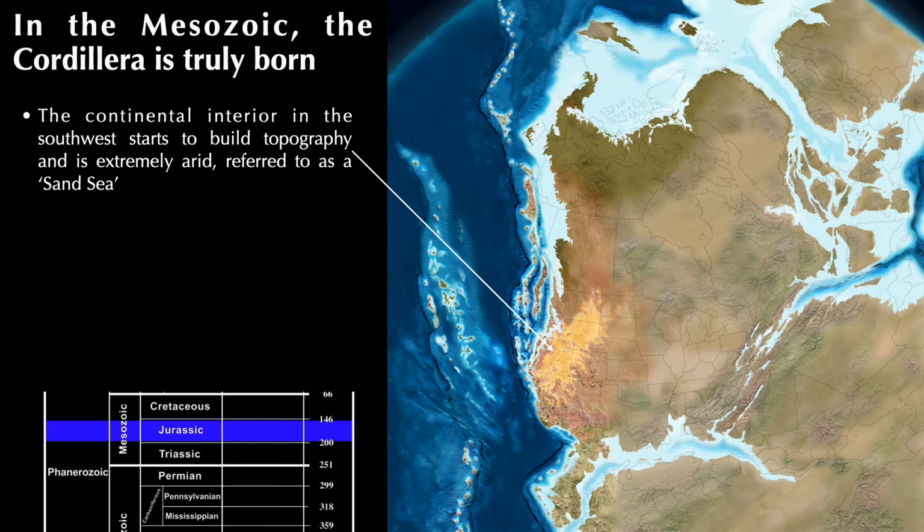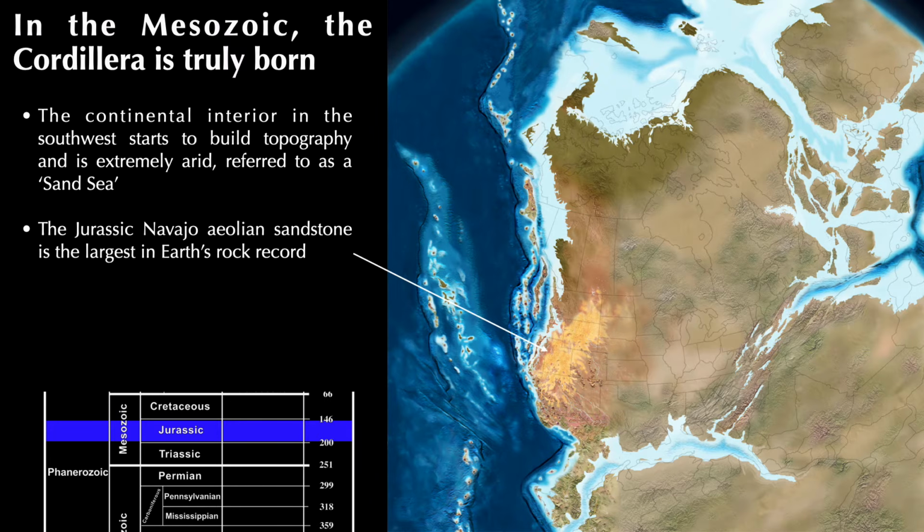Coming back to the West Coast, the Jurassic is also a time where the continental interior starts to build topographically due to more coherent and coalescing subduction zones that are collecting to the southwest. This part of the continent is cut off completely from the coast, and it becomes quite arid and develops essentially a sand sea. The sand sea is what produces the Jurassic Navajo sandstone. This is the largest Aeolian sandstone in Earth's rock record. This is the formation that defines many of the state of Utah's iconic arid land national parks.